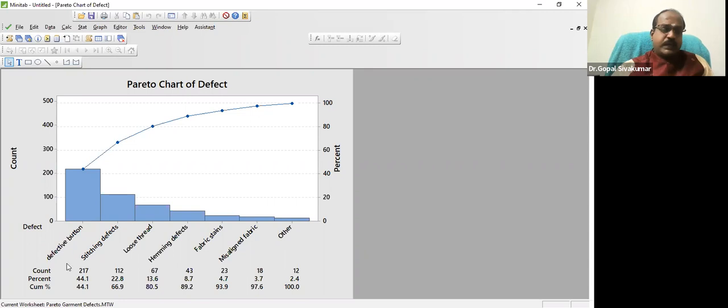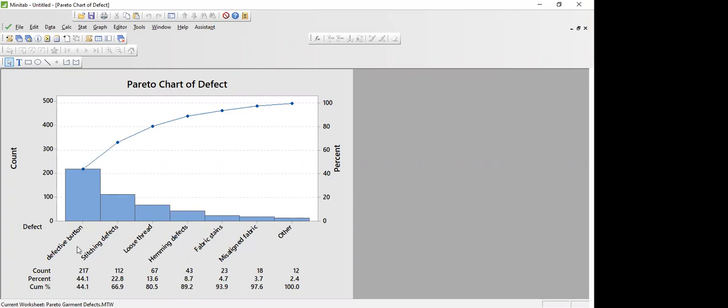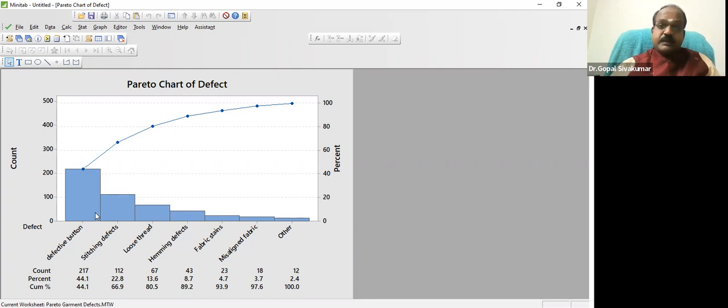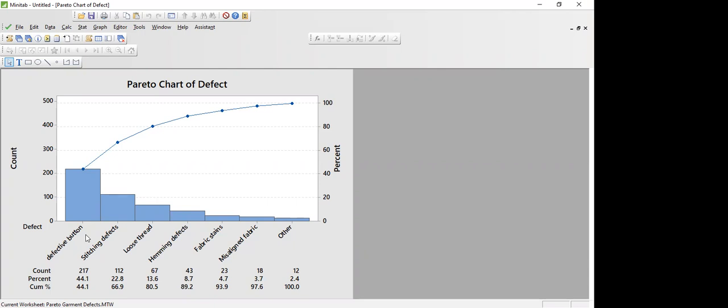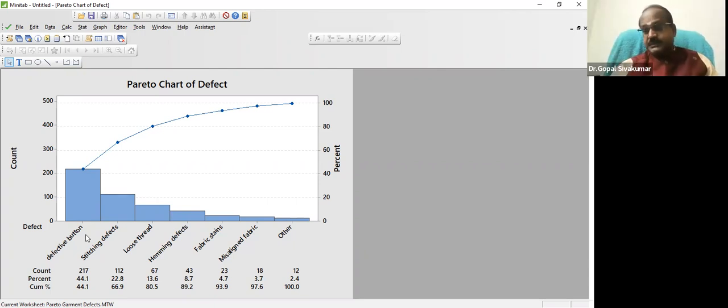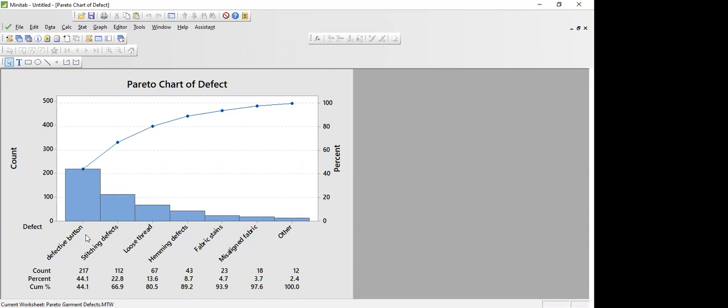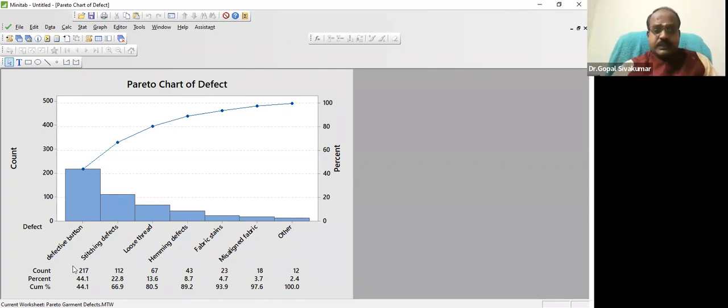Can one of you tell me why the company should focus on killing the defective button first, not the other things? Why should the priority be given here? Top Pareto. Because it is the topmost problem in terms of frequency of occurrence. Within 1 month, there are 217 instances where a defective button is noticed. All of you can understand?